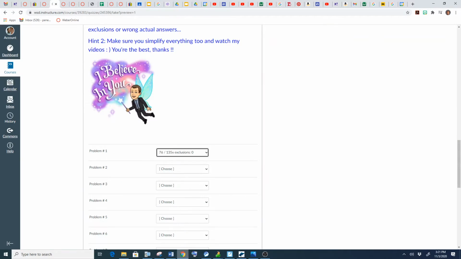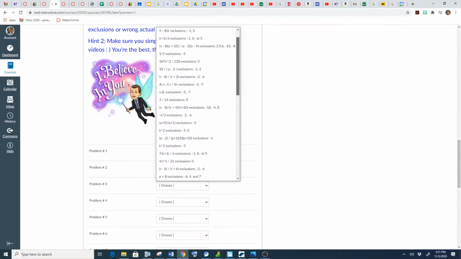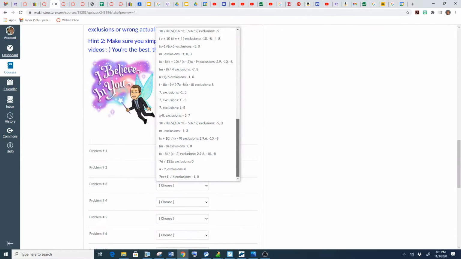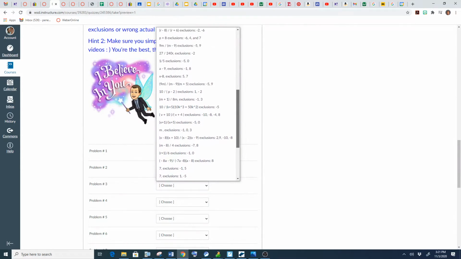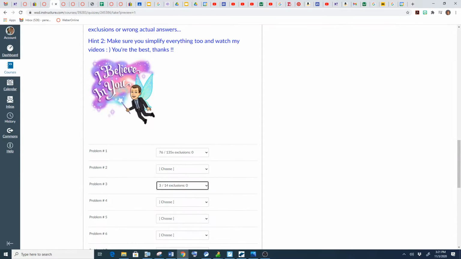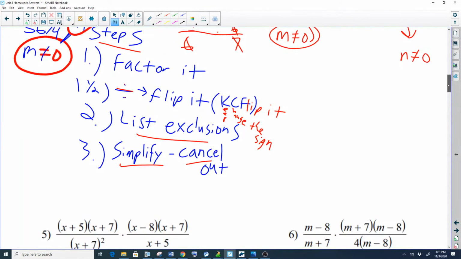So you'll go to Canvas, you go to question 3, and you're looking for 3 over 14 with an exclusion of 0. 3 over 14. There it is. Nice. Okay, so then you try number 4. Remember to flip and multiply. Combine the n's to the 5th power.